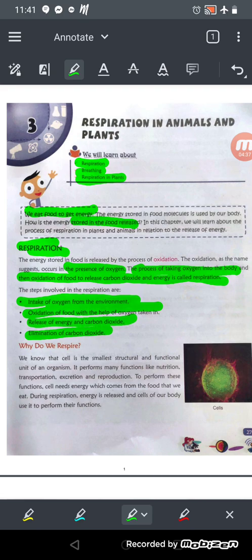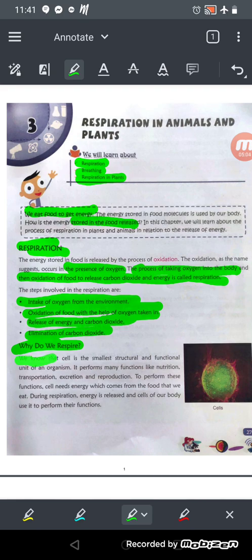So oxidation of food with the help of oxygen taken in, then release of energy and carbon dioxide, and the energy is used by our body and the carbon dioxide released is eliminated from our body. Okay, so why do we respire? We have learned why we need respiration, for what? To get the energy. But why do we respire? We'll study about this.